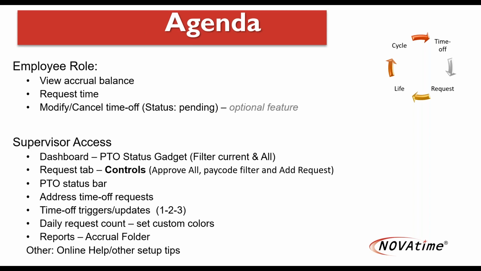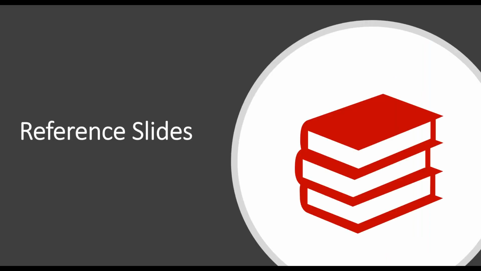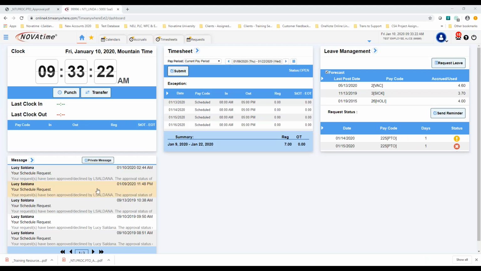Also, I'm going to show you how to customize the daily request count. So you're able to set up custom colors on your calendar. That way makes it easier for you to see that, hey, you know what, on Tuesday I have 2 requests. We can flag anytime that there's 2 requests with a yellow. So that's what that daily request count refers to. Then I'm going to briefly show you as a supervisor how you're able to run reports. And then we're going to log into online help for additional resources. And towards the end of our training, I do have some reference slides for you. So, all right. So let's log into the system.